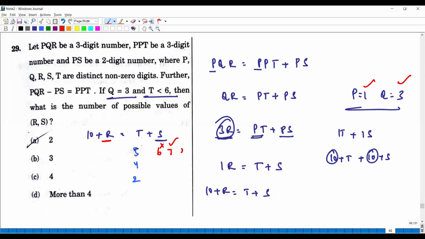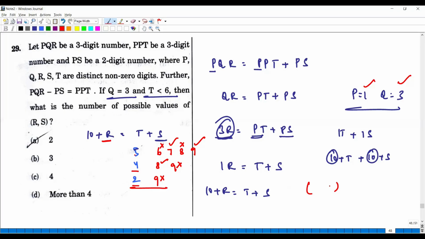Can I take 8? 5 plus 8 is 13. I can't take it. 5 plus 9 is 14. I can take it. Okay. So here two values are possible. 4 plus 7 is 11. I can't take it. 4 plus 8 is 12. I can take it. 4 plus 9 is 13. I can't take it. Then after 2, if T value is 2, S value is 9, but 9 plus 2 is 11. I can't take it. So these are the distinct pairs for R and S.